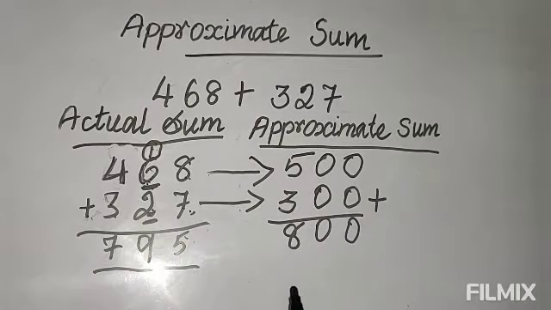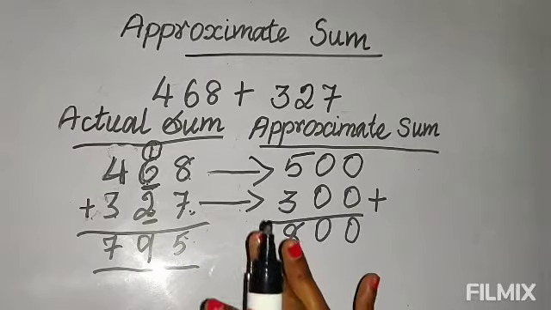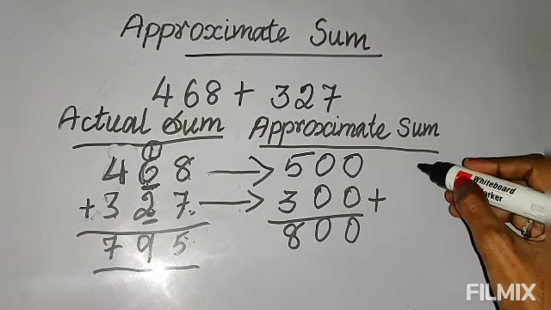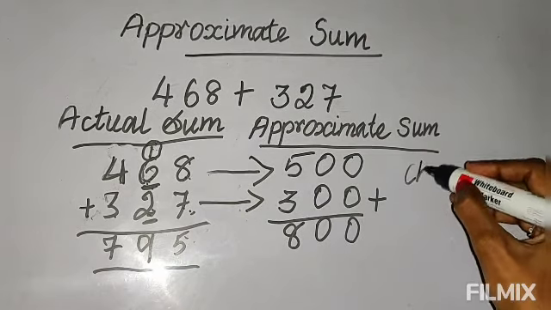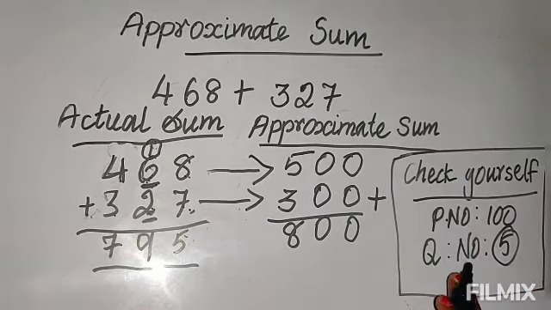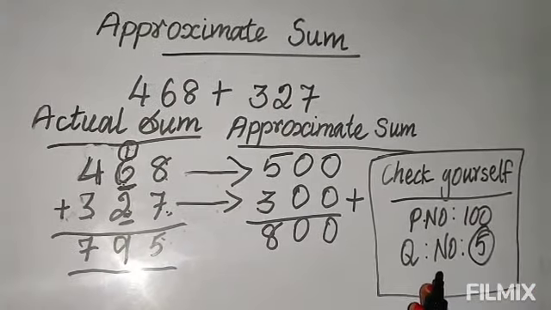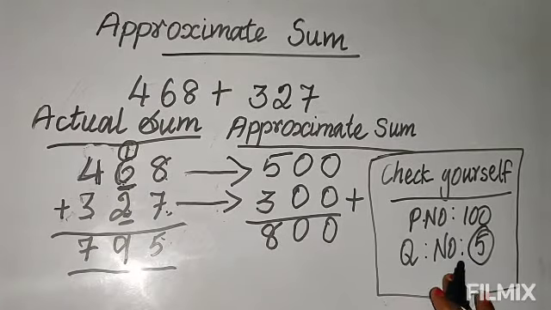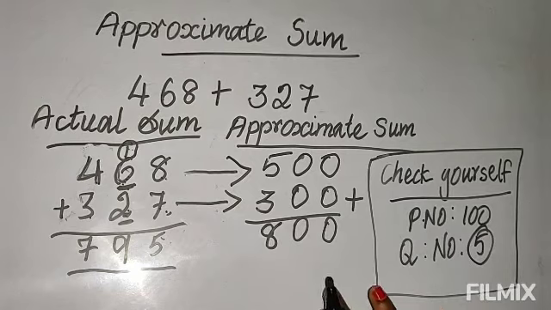See here in your exercise, it is not asked to find the approximate sum like this. It is just like fill in the blanks, so you can answer it. But this is the method you will do, and you will write the answer in Check Yourself. It is there in Check Yourself, page number 100, question number 5. There that sum you will do by this method.